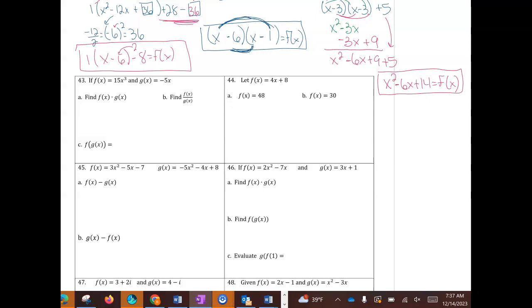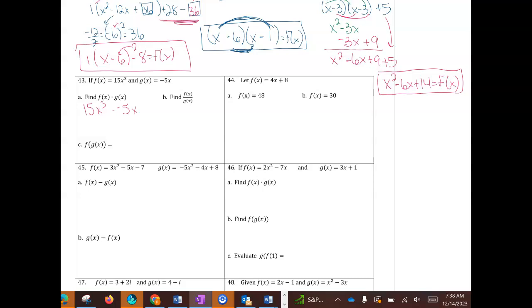All right, so our next section is just working with functions and different operations like adding, subtracting, multiplying, a little dividing, not much with the dividing, and then composition functions. So in our first function on problem 43, we've got our f of x and our g of x. In the first situation, we will multiply them. And the goal is just to simplify this.